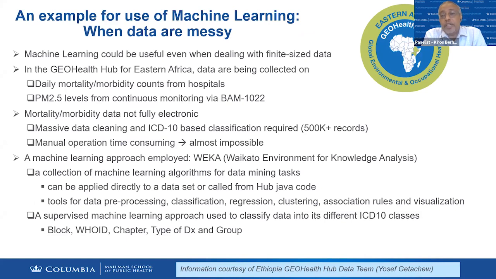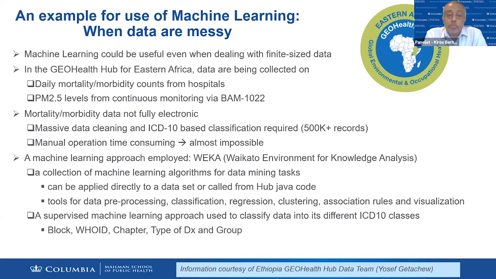The first one is from the Eastern Africa GeoHealth Hub that I'm co-leading, which has activities in Ethiopia, Kenya, Uganda, Tanzania, and Rwanda. This is an example where machine learning techniques do not necessarily need big data. Here, the team in Ethiopia, courtesy of Yosef Getachew from the data team, tried to come up with machine learning techniques to deal with some very strong challenges in working with environmental data. In the GeoHealth Hub for Eastern Africa, data are being collected on daily mortality and morbidity and on PM2.5 pollution using continuous monitoring. But the daily mortality and morbidity data are not fully electronic.